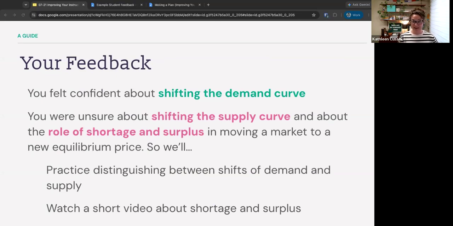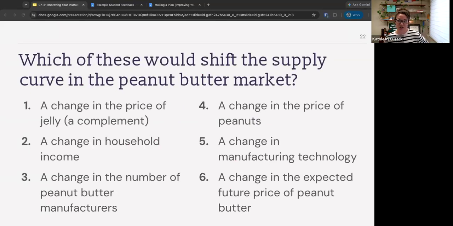We're going to do some more practice so that you can distinguish between shifts of supply and demand. And then we're going to watch a short video to reinforce the difference between shortage and surplus. I'm not going to show you the video clip just because it's not the best use of our time, but I do want to show you the additional practice that she supplied her students with.